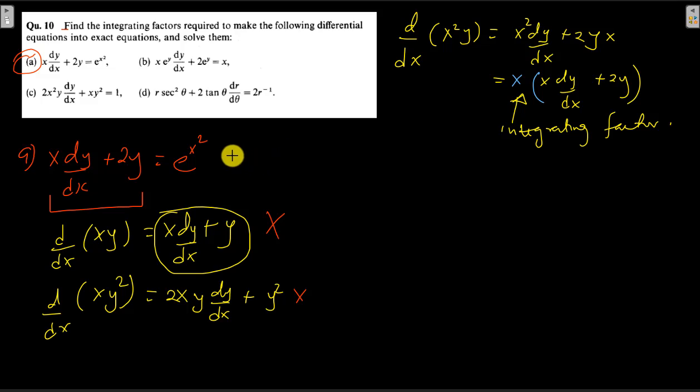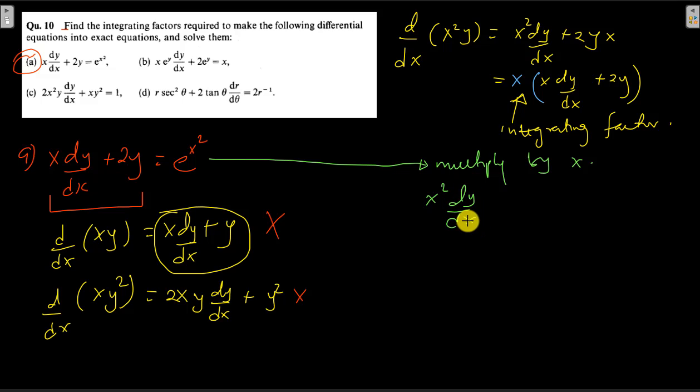So I'm going to multiply this equation by x. So that's going to be actually x squared dy dx. So I multiply x here, that's plus 2xy. Multiply x on the right hand side, that's going to be x exponent x squared, because we already know what the left hand side is.